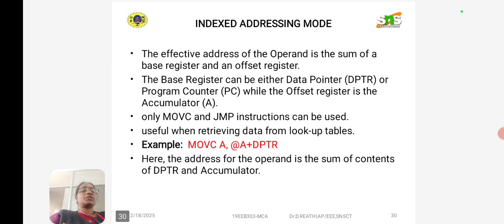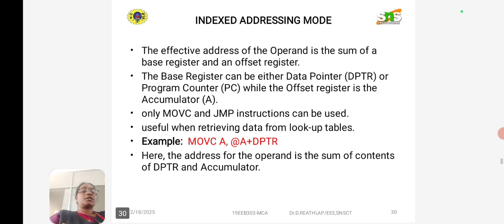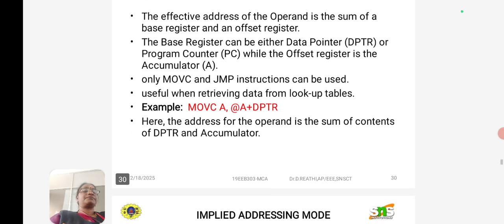And then the next one is indexed addressing mode. The effective address of the operand is the sum of a base register and an offset register. The base register can be either the data pointer or the program counter, while the offset register is the accumulator. Only MOVC and jump instructions can be used. It is useful when retrieving data from lookup tables. The example for indexed addressing is MOVC A, @A+DPTR. Here the address of the data is the sum of the content of the data pointer and the accumulator.